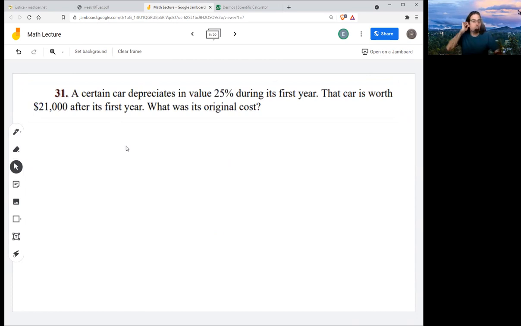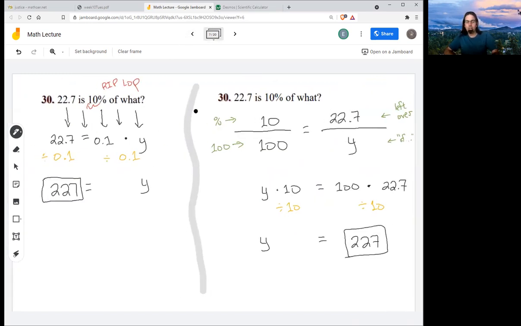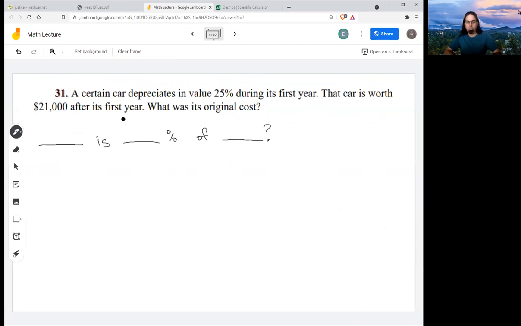I want to do a percent sentence and say something is so much percent of something else, just like the previous problem. But this paragraph doesn't give me a percent and a counting number that match up. I'll draw a picture to explain.